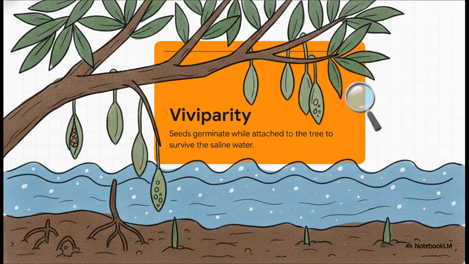Oh, and their survival tricks don't stop there. Because the saltwater below them is super toxic to a sprouting seed, they use a process called viviparity. Instead of just dropping a seed into that hostile salty water and hoping for the best, the parent mangrove tree actually germinates the seed while it's still attached to the branch. It gives its offspring a massive biological head start so it can actually survive once it drops into the mud. It's a stunning evolutionary workaround.